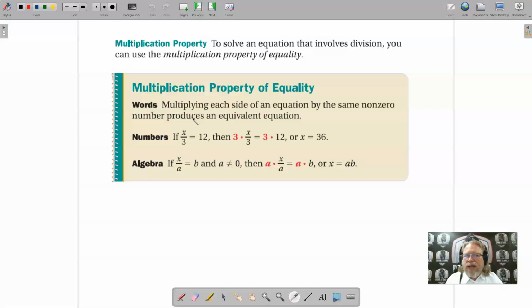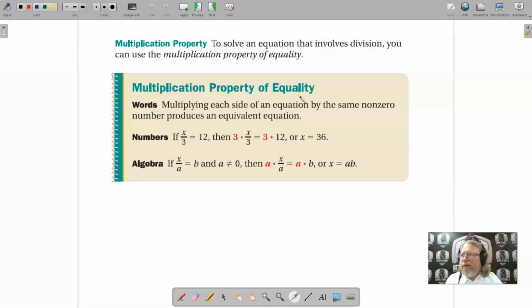So what about multiplication? What if the variable is tied to the number through division? So we're going to use the multiplication property. To solve an equation that involves division, you can use the multiplication property of equality, because division is the inverse operation of multiplication. Use the inverse operation to undo something.